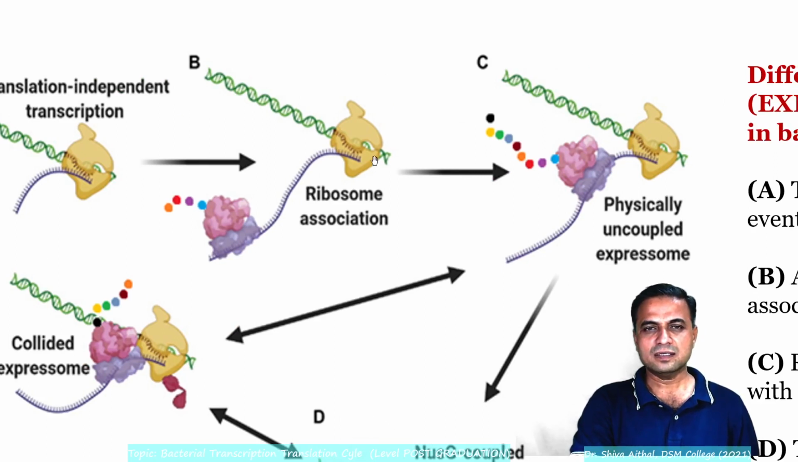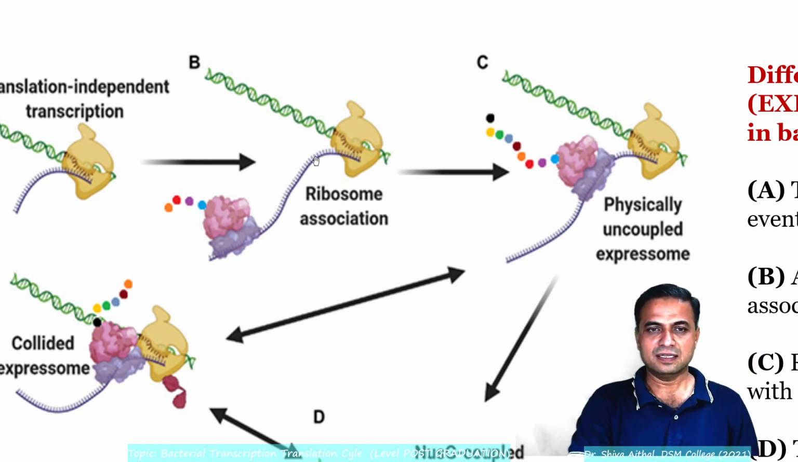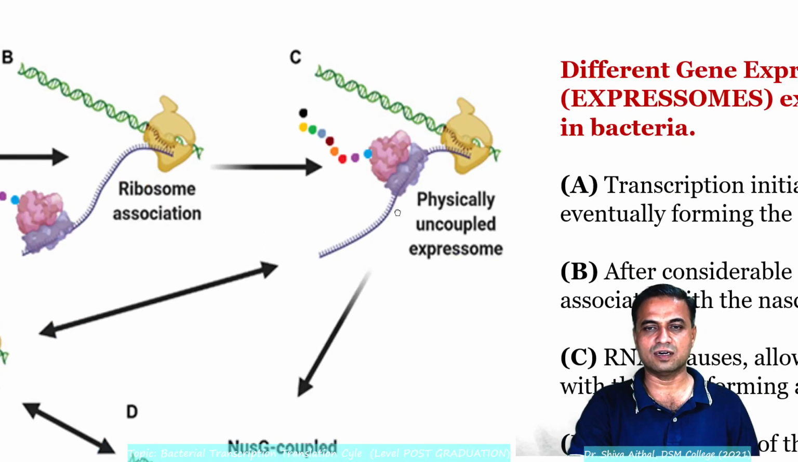What happens? This is now a coupled transcription and translation. Ribosome association is there. mRNA is synthesized, and in the first step there are very few amino acids, compared to C, where there are many amino acids. The ribosome associates on the Shine-Dalgarno sequence. Recall it. Ribosome association takes place at the terminal end of the mRNA and polypeptide synthesis starts. Move further. Now this is a physically uncoupled expressome, means RNA polymerase is going, but the ribosome is trying to catch up with the RNA polymerase.